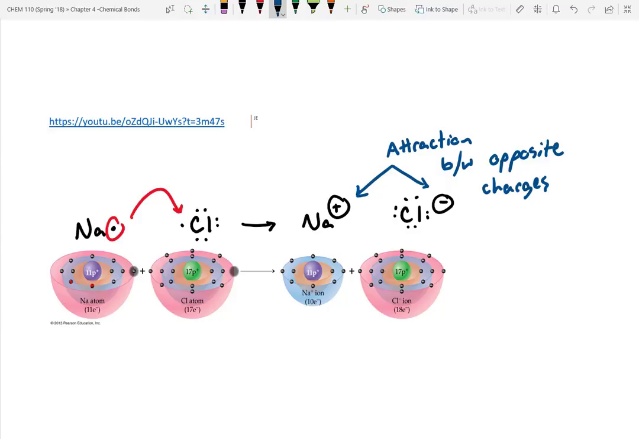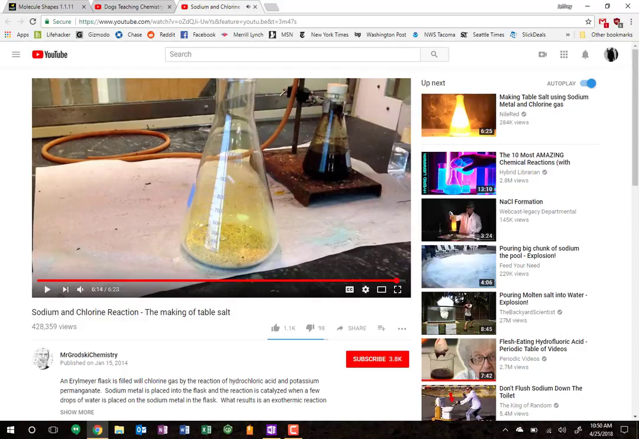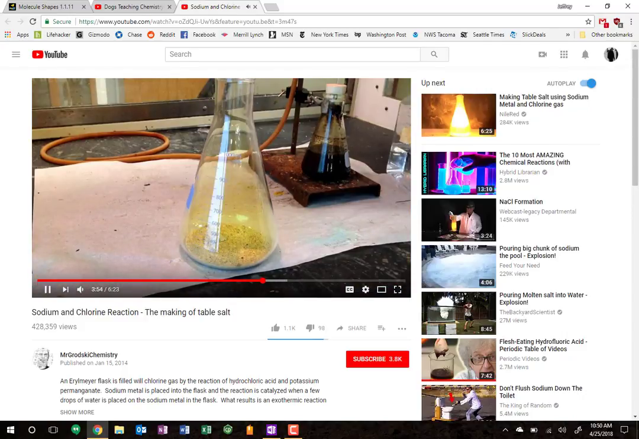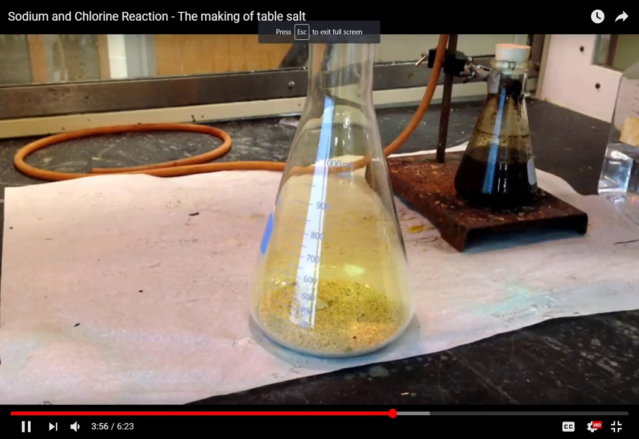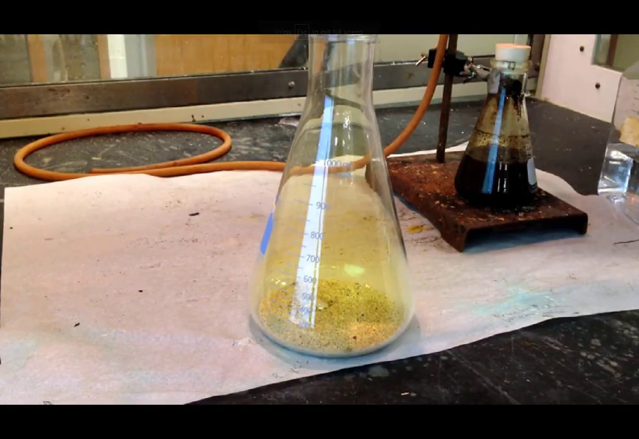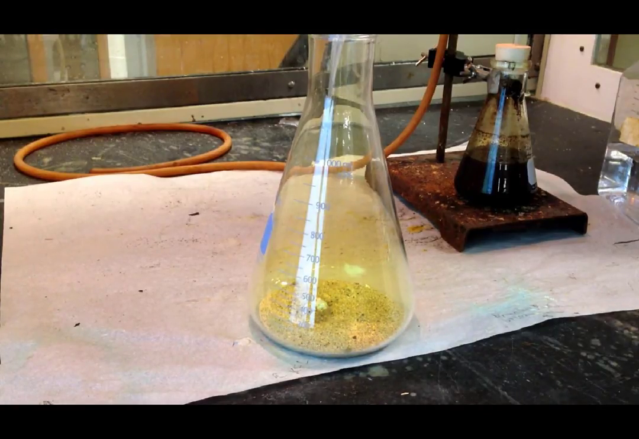All right, this reaction is actually pretty cool to watch, so I pulled up a video of it. Let's see what happens when you react sodium with chlorine. Oh, shoot. Reaction, once it activates, you try to drop some water with the pipette to start the reaction. So he's got chlorine gas in there and then sodium metal.